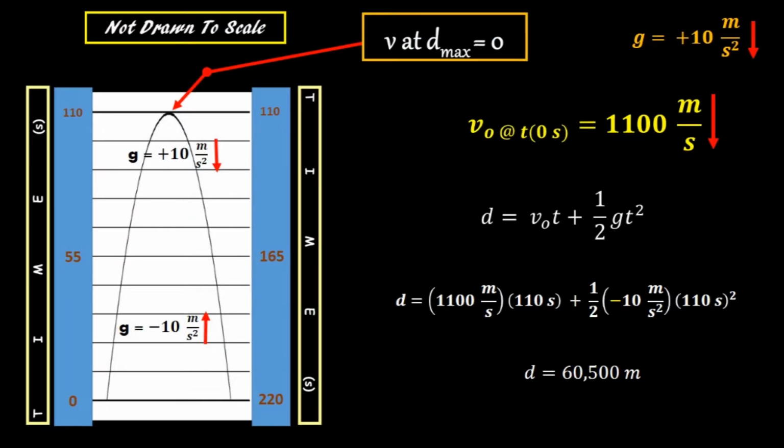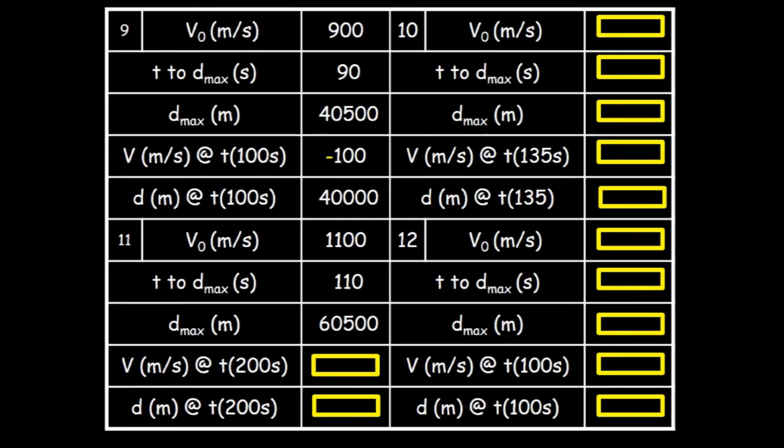The next one, I'm going to find d max, and that's going to be 1,100 meters per second times 110 seconds plus 1/2 negative 10 times 110 seconds squared, and that's going to be 60,500 meters. Don't forget the initial velocity is going to be 1,100 meters per second, and then we're going to plug that in, 60,500 meters.